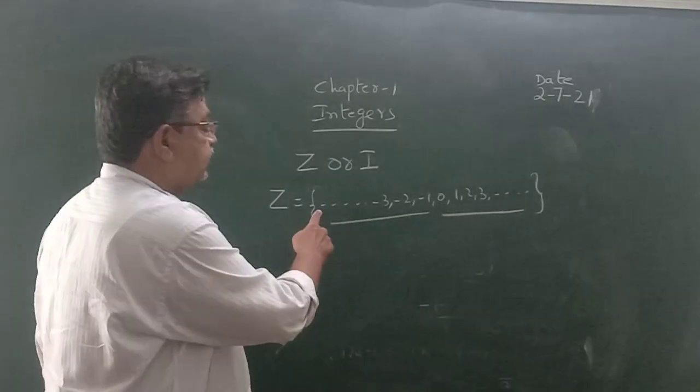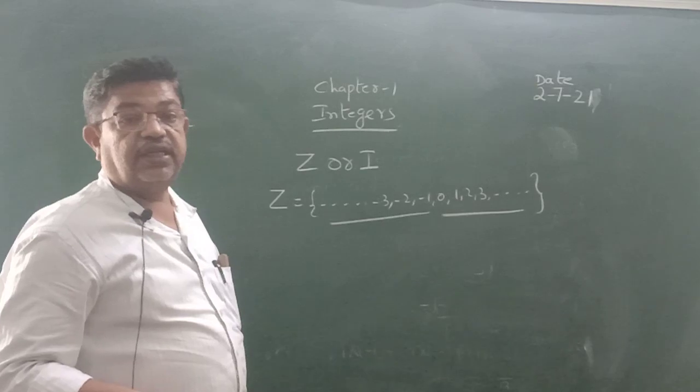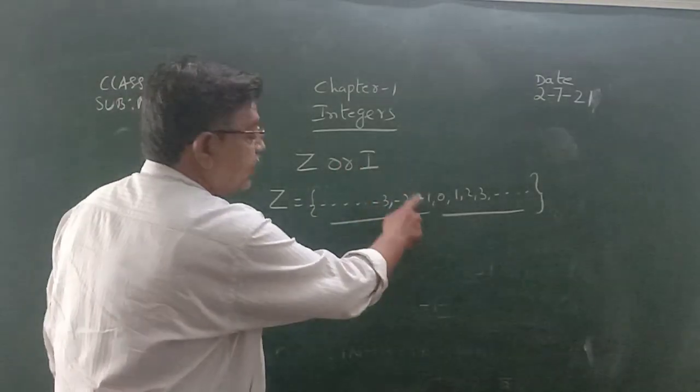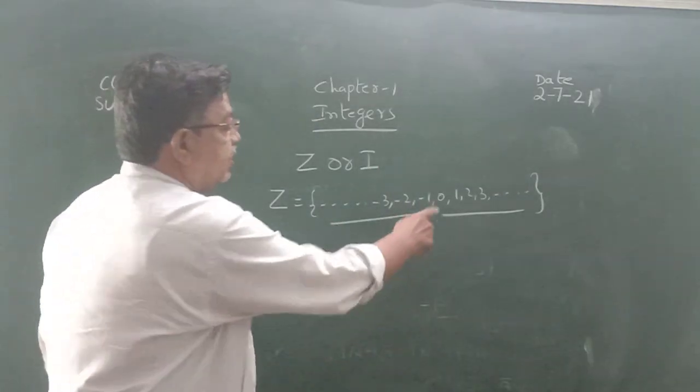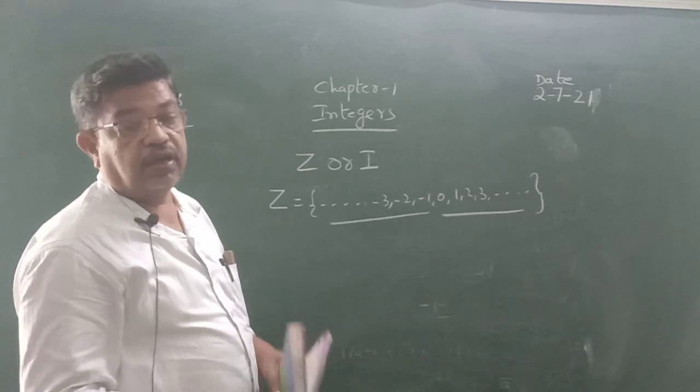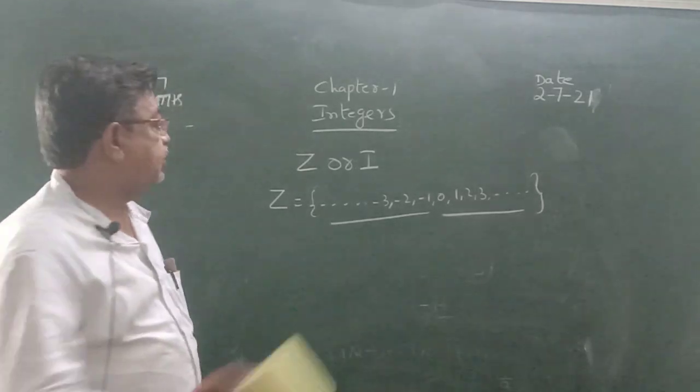So, what is the least integer? The least integer is undefined. The greatest integer is undefined. The greatest negative integer is -1. The least positive integer is 1. 0 is neither positive nor negative. Next.